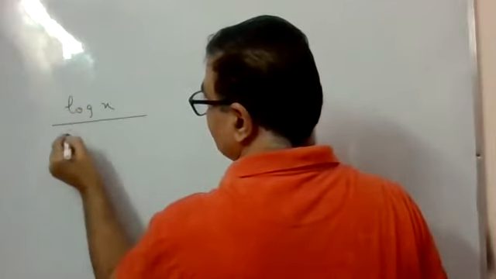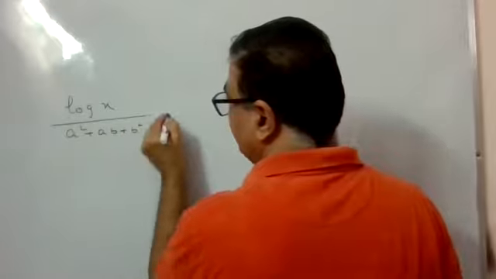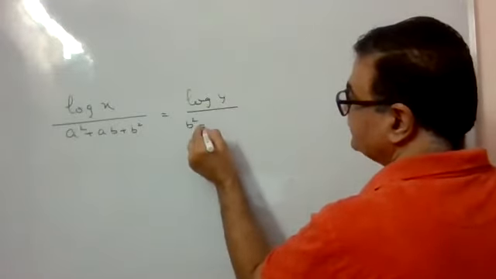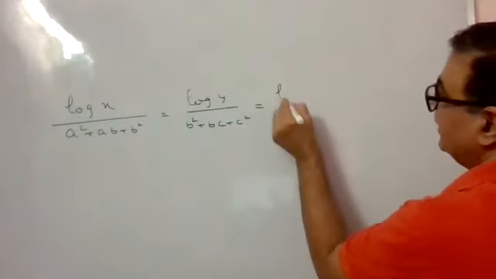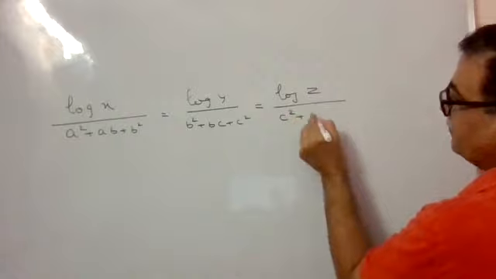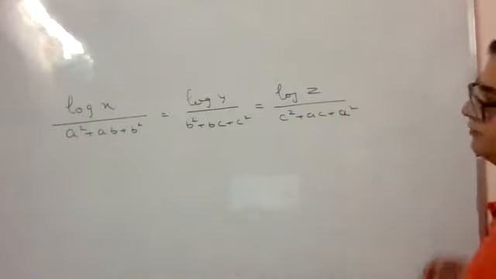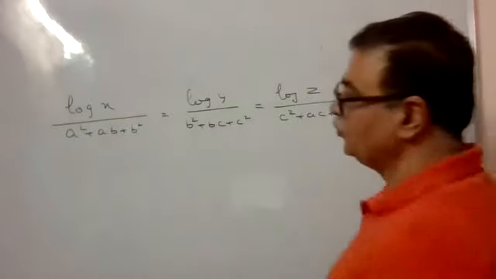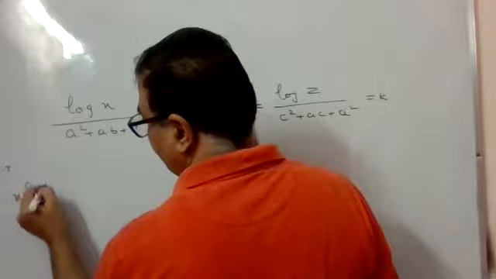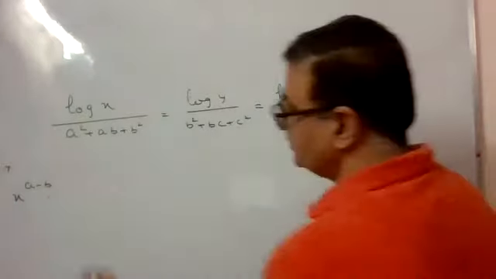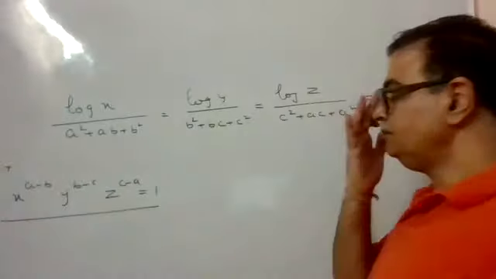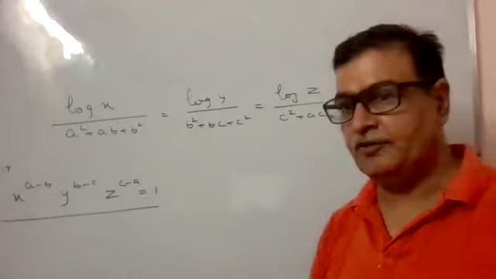Log x by a square plus ab plus b square equal to log y by b square plus bc plus c square, and then log of z will be c square plus ac plus a square. That is given as k. Then the question is, prove that x power a minus b into y power b minus c into z power c minus a is coming 1. This is the question we have.